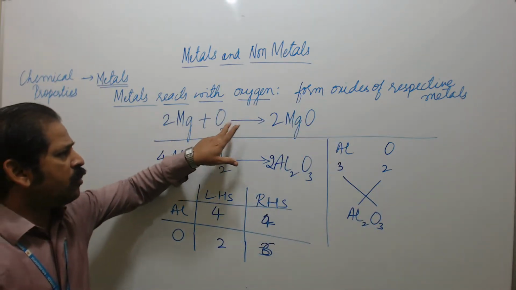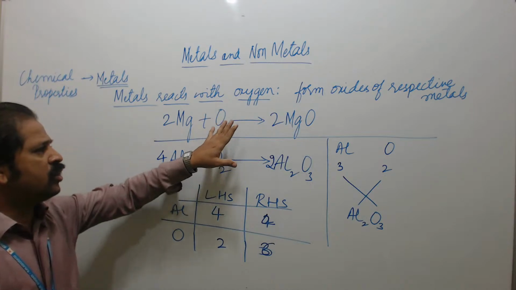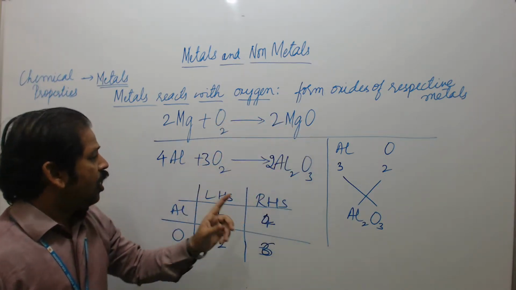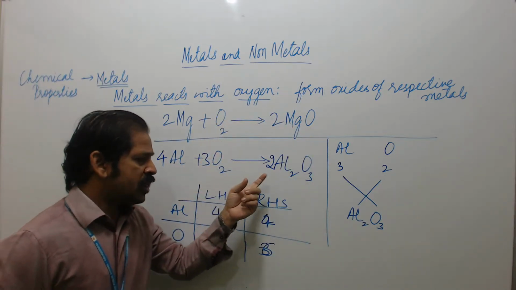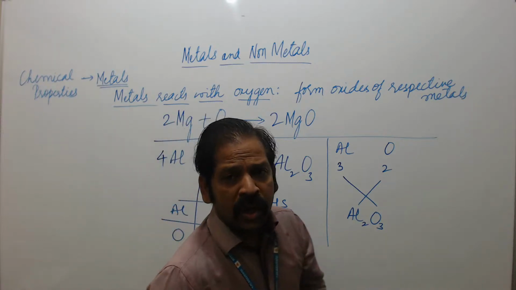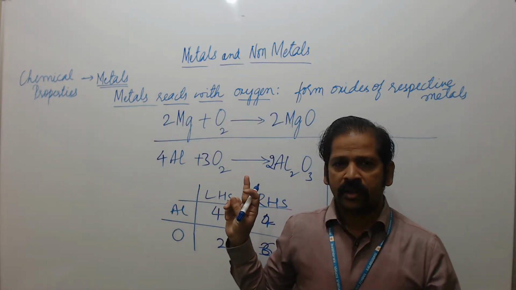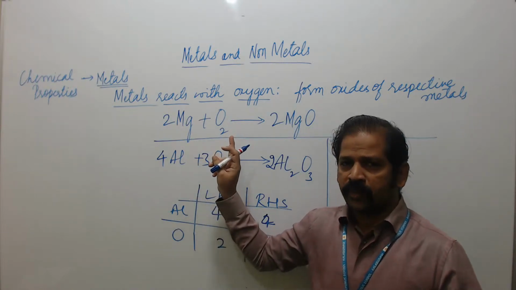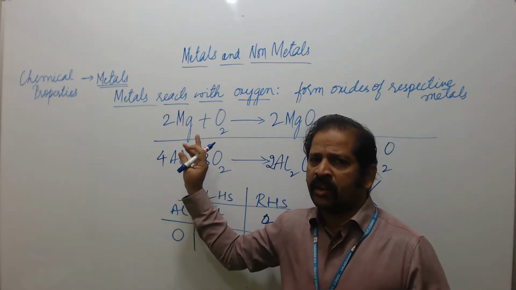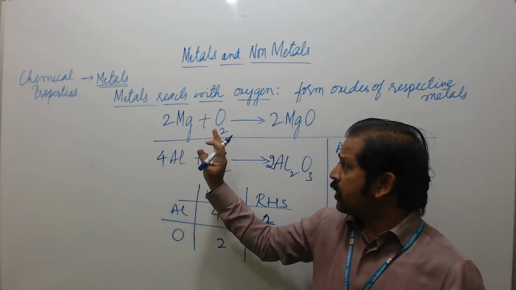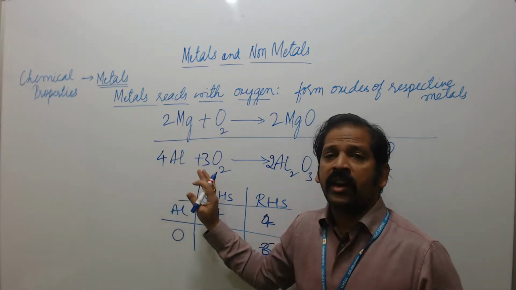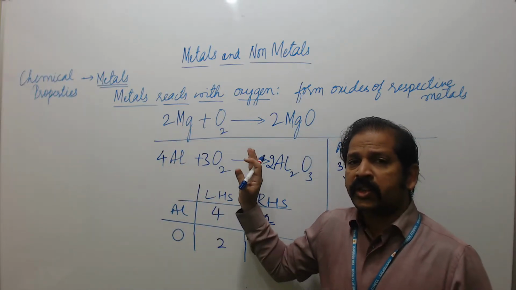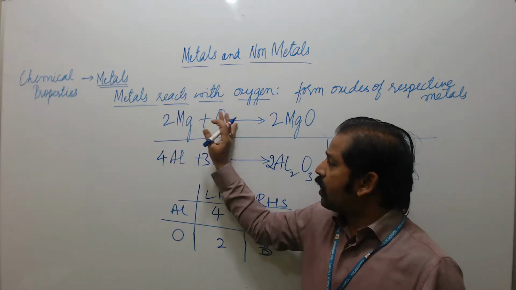2 Mg plus O2 to form 2MgO. Magnesium reacts with oxygen to form magnesium oxide. Aluminium reacts with oxygen to form aluminium oxide. You have to heat strongly to get these results. If these are not the elements, like potassium and sodium, we'll get the result instantly, with calcium also. But for magnesium and aluminium, it is highly impossible. You have to heat strongly to get the result.